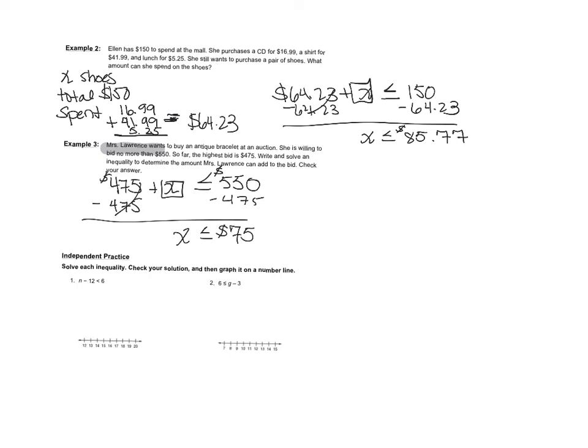And we can check that to make sure. So if we pick a number either less than or equal to $75, so I could pick 75 if I want to, then I can plug that in. 475 plus 75 less than or equal to 550, and I get 550 is less than or equal to 550, which is true because it's not less than, but it is equal to, and it said less than or equal to. So that's correct.